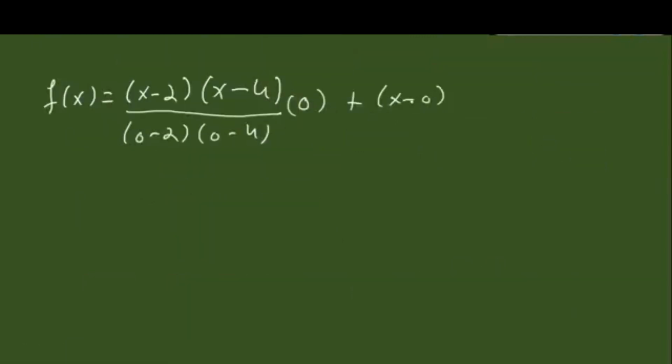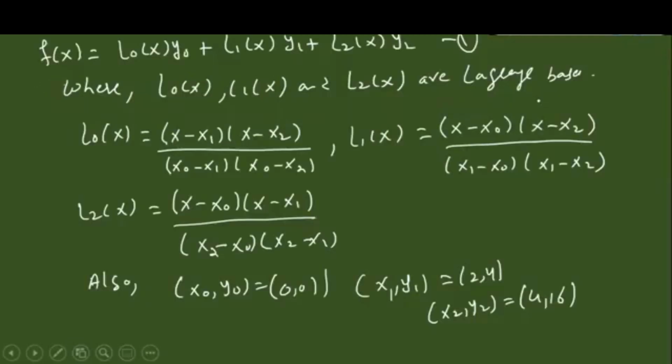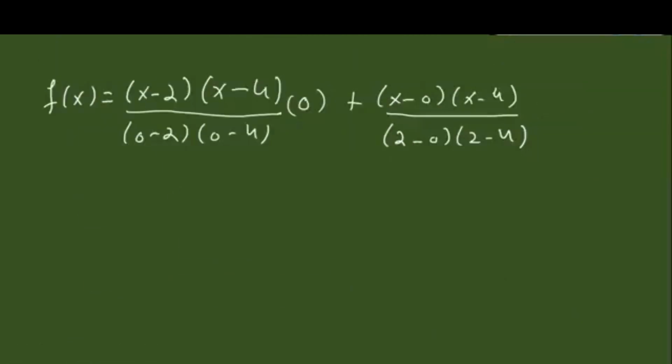x0 is 0, so x minus 0, and x minus x2. x2 is 4, divided by x1, that is 2. 2 minus 0, 2 minus 4, multiply by y1. What is y1 here? y1 is 4.